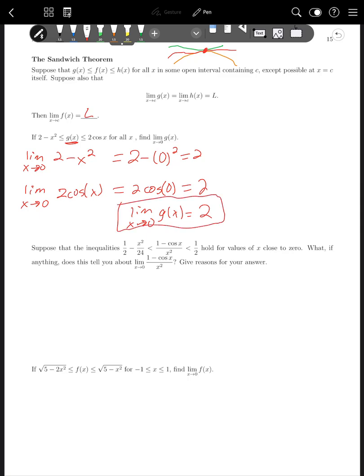Right? Because g of x is between these two functions all the time. We know that they share the same limit, and therefore g of x must also share that limit. So that's the kind of thing we're looking at here.